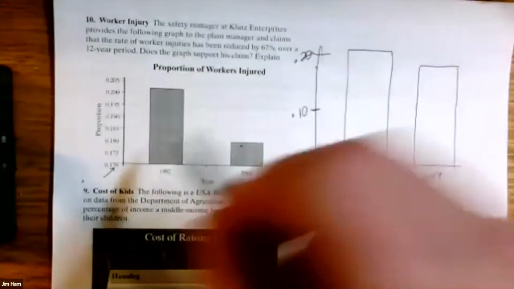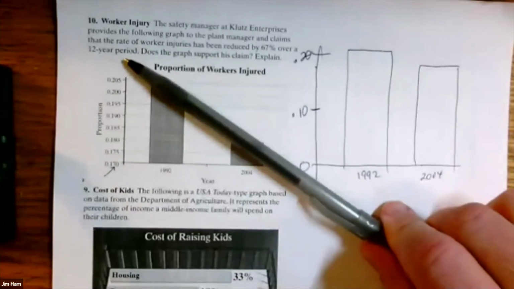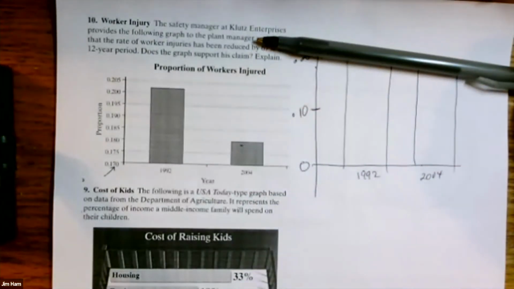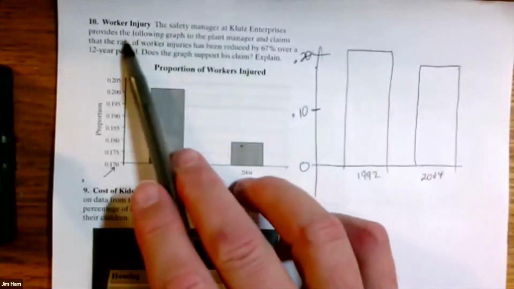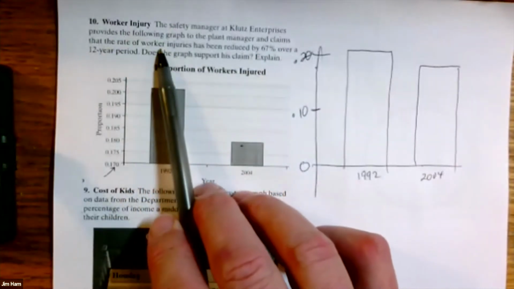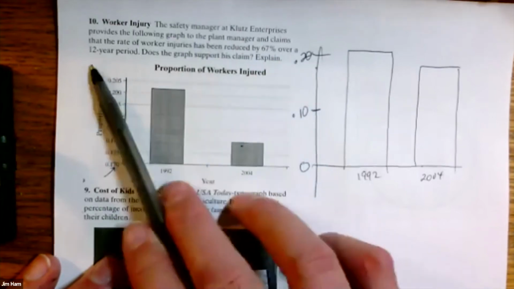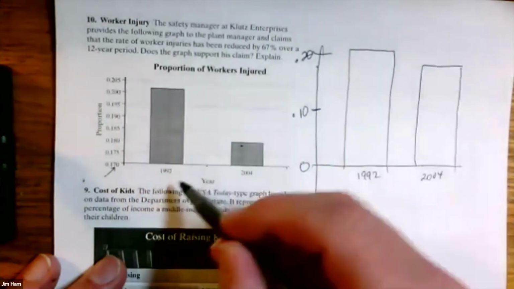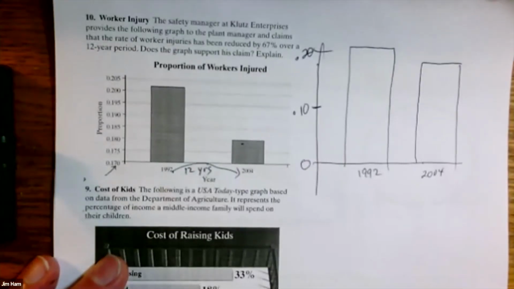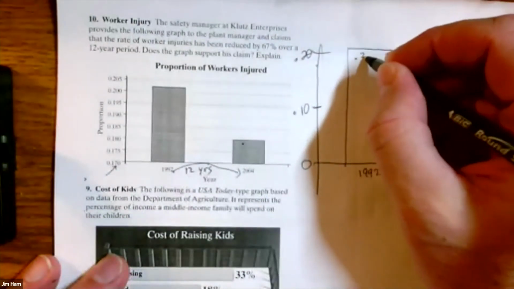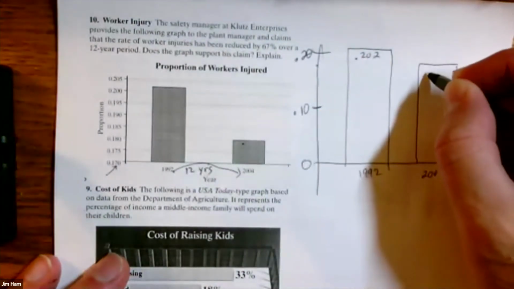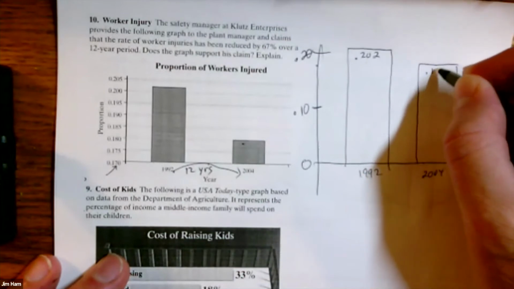Same graph, same data. This one shows a dramatic decrease. This one shows a decrease, but not as dramatic. This one here claims that the rate of workers' injuries has been reduced by 67% over a 12-year period. Here's the 12 years, reduced 67%. So this is about 0.202, and this one here is about 0.180.